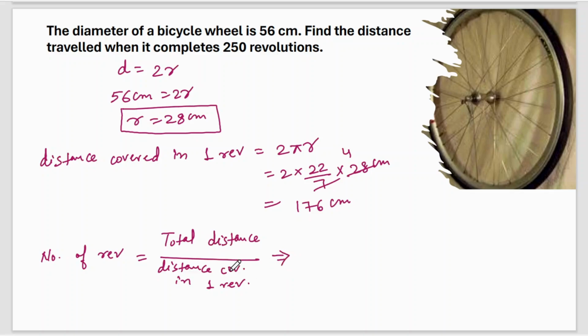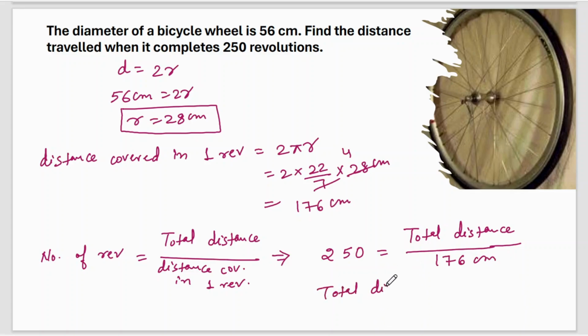So if you want to find the total distance, the number of revolution is given. How much? The number of revolution they have given you is 250. So 250 equals the total distance, which they have asked you to find, divided by the distance covered in one revolution, which is 176 centimeter. So total distance equals 250 into 176 centimeter.